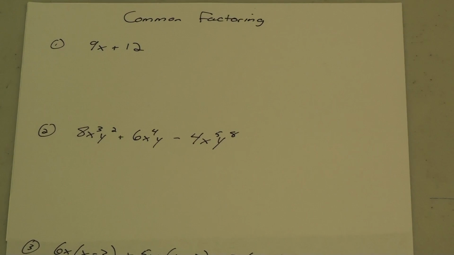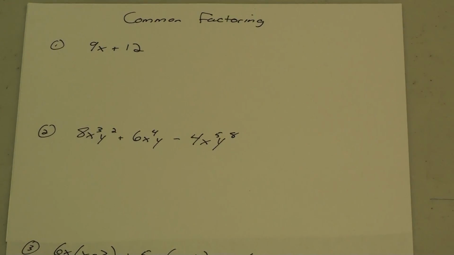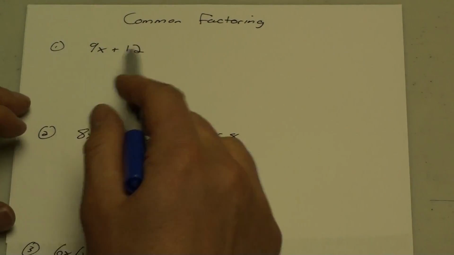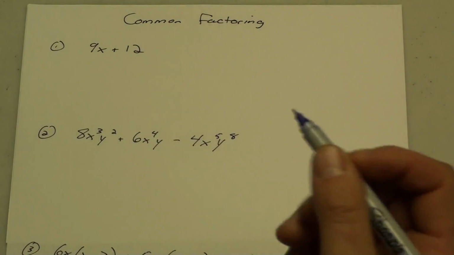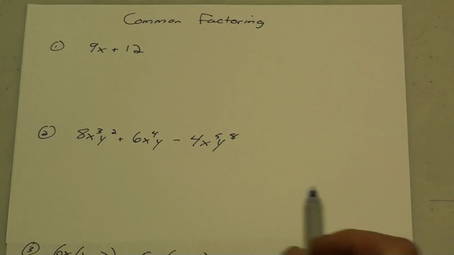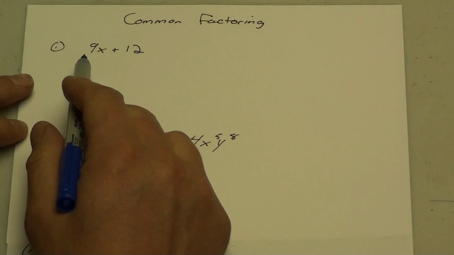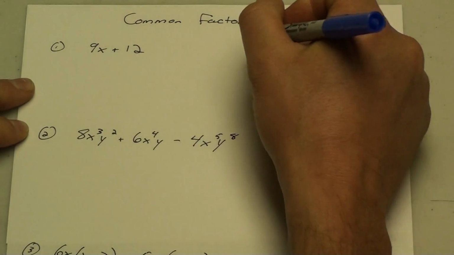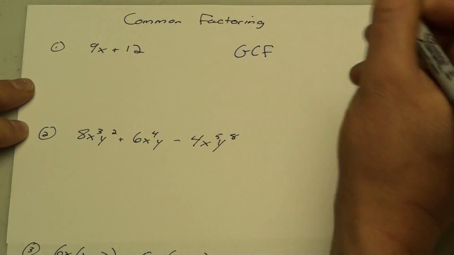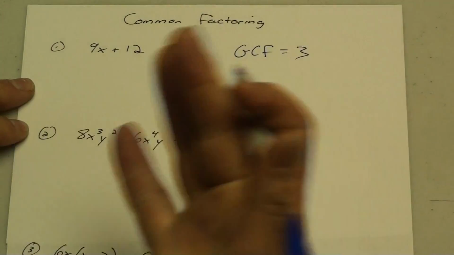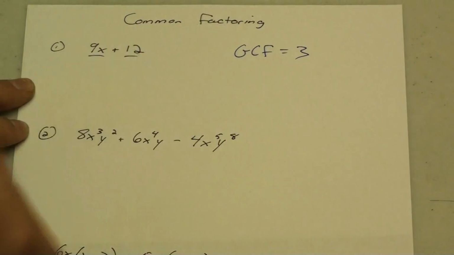Okay, this is a short lesson on common factoring. For common factoring, you want to divide all the terms by the greatest common factor, the largest thing you possibly can take out from all of them. So in the first question here, I have 9x plus 12. My greatest common factor is going to be a 3. That is the largest thing I can divide away from both terms.